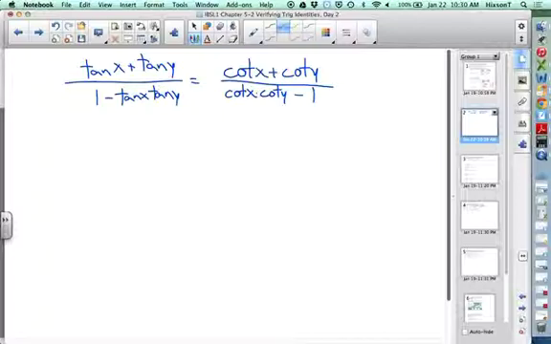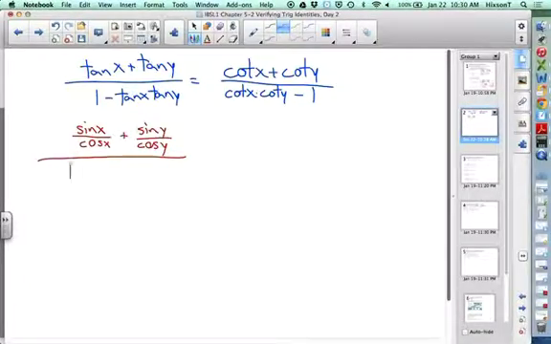So here we have sine x over cosine x plus sine y over cosine y, over 1 minus sine x sine y over cosine x cosine y, because we had the tangent of x and the tangent of y.